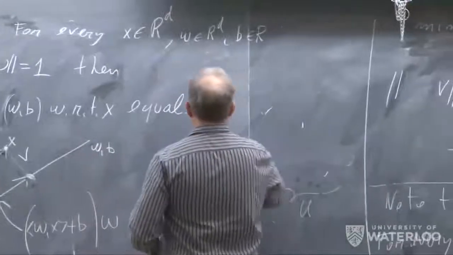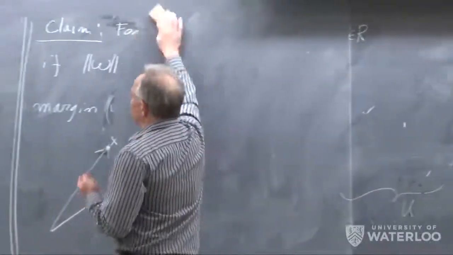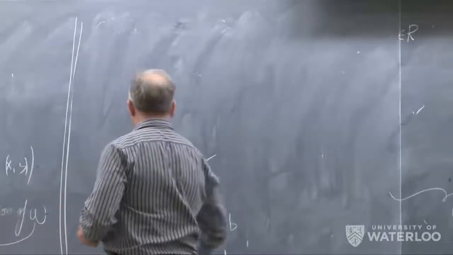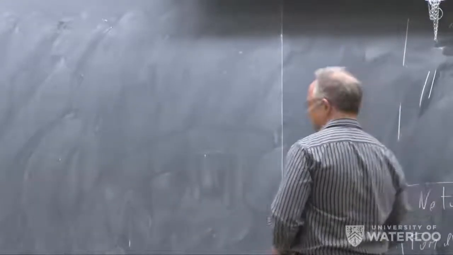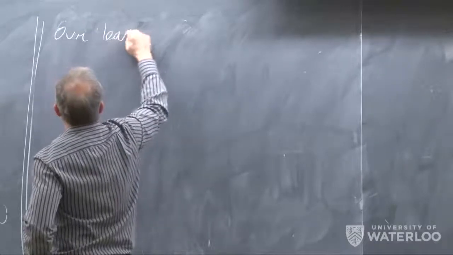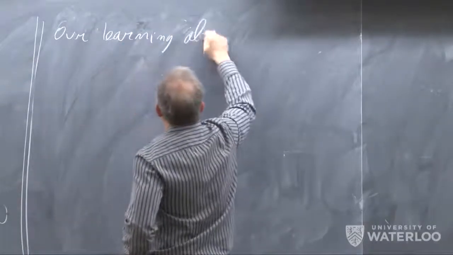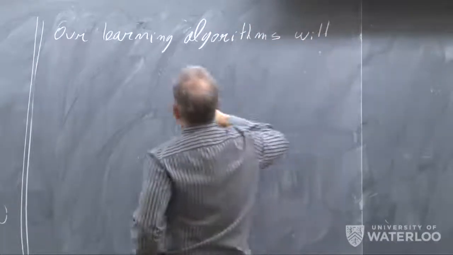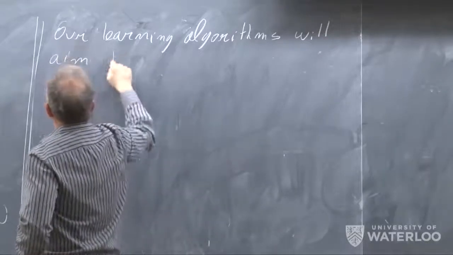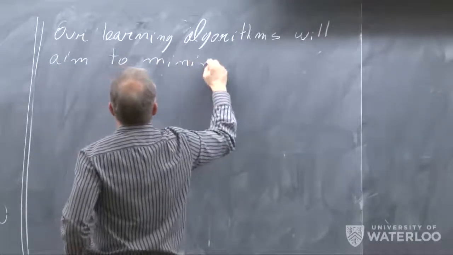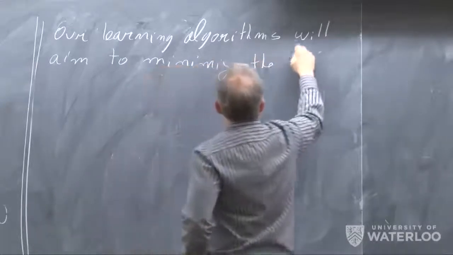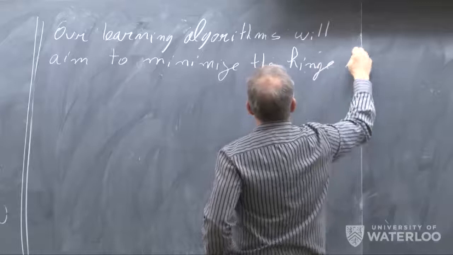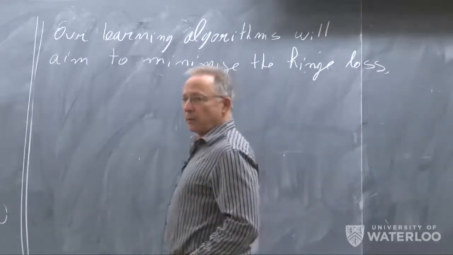So now what the algorithm is going to do is the algorithm is trying to minimize the hinge loss instead of trying to minimize the 0-1 loss. So our learning algorithms will aim to minimize the hinge loss rather than the 0-1 loss.